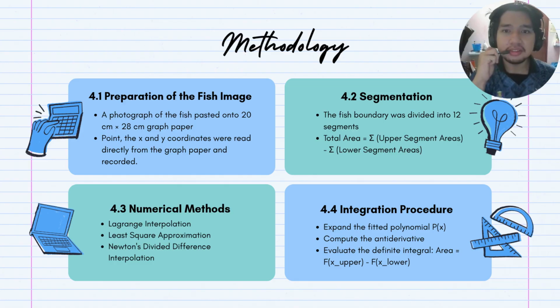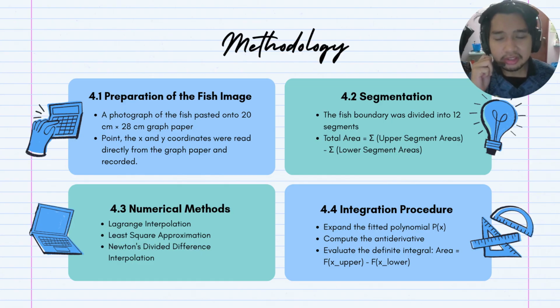Moving to methodology. The first one is preparation of the fish image. The fish was pasted onto graph paper and then the x and y coordinates were marked, and recorded directly from the graph paper into a table. Next is segmentation. The fish boundary was divided into 12 segments, and the total area of the fish is the upper segment area minus the lower segment area.